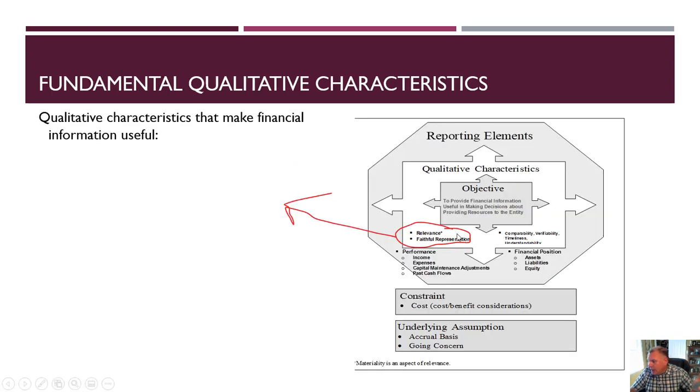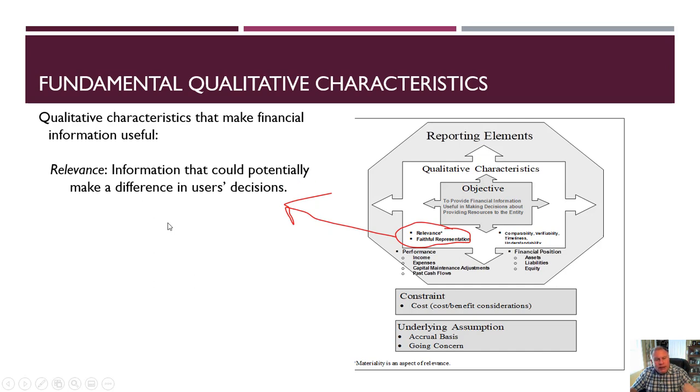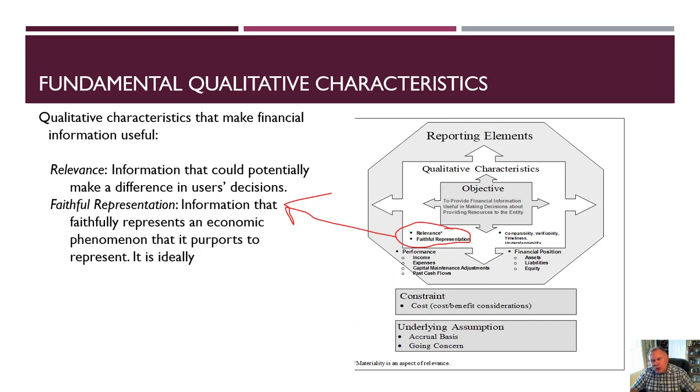When we look at it, there are two pieces here. There are qualitative characteristics. And the first two that I'd like to look at are relevance: information that could potentially make a difference in a user's decision. The next one is faithful representation, which represents the economic phenomenon that is actually occurring. And ideally, it's complete, neutral, and free from error. So these are the qualitative characteristics of IFRS: relevance and faithful representation within the context of materiality.